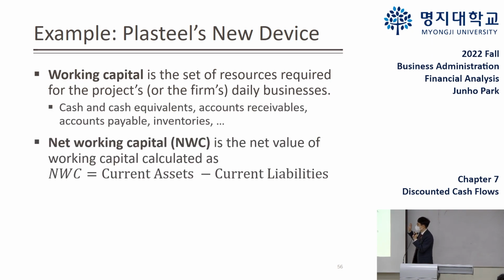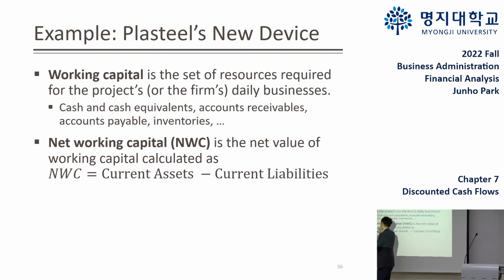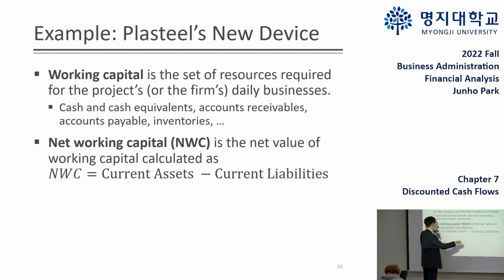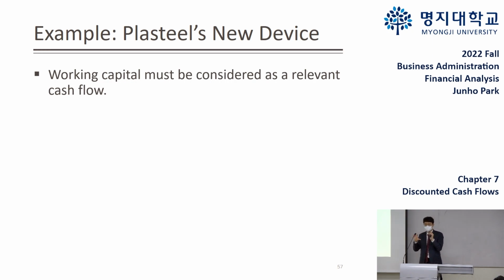by the way, we often measure the level of working capital using the term net working capital, and this can be calculated as the difference between current assets and current liabilities. And working capital must be considered as a cost because it is relevant, because you cannot spend that money on other things, so you have an opportunity cost.